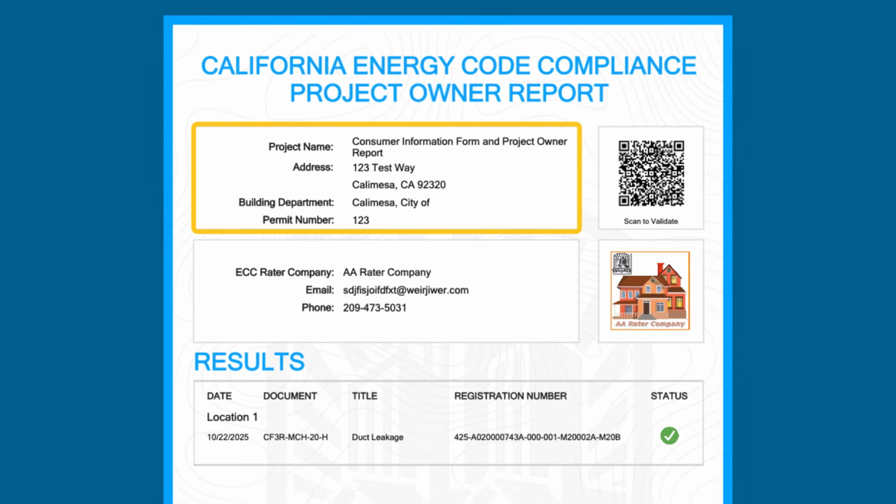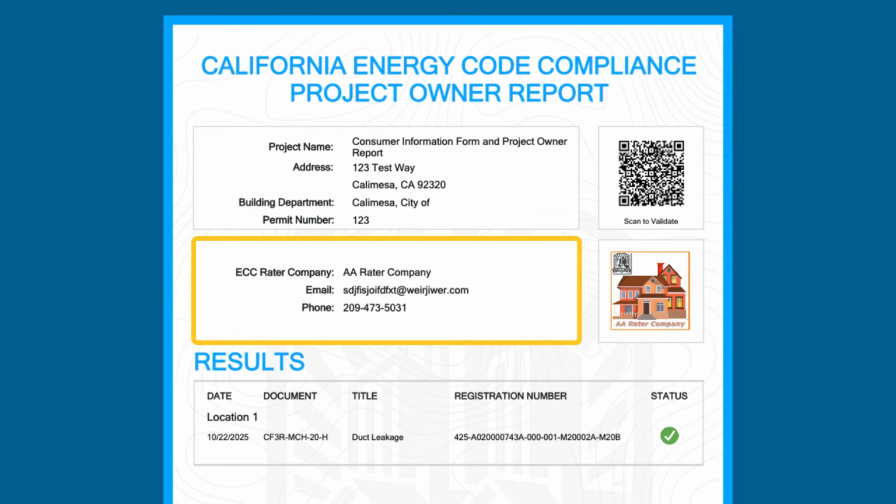The first box shows project information, including the project name, address, building department, and permit number. The second box shows rater information, including the name and contact information of the rater company. We also have our same rater logo, which will either be the specific logo of the company if one has been uploaded to the account profile in the registry, or our generic logo that indicates the company is certified. Just like on the PSR, we also have a QR code that users can scan to make sure this information is valid. Users can scan the code with their device to be taken to the site that this document belongs to in the registry.